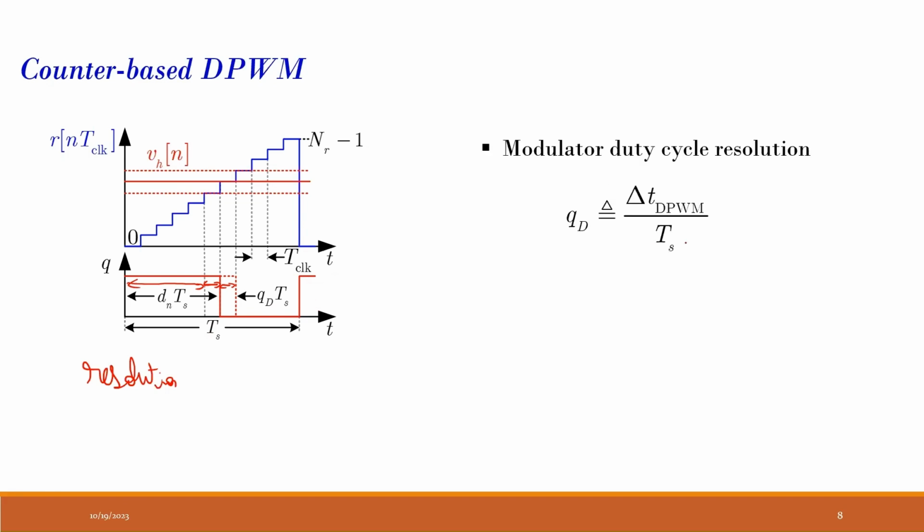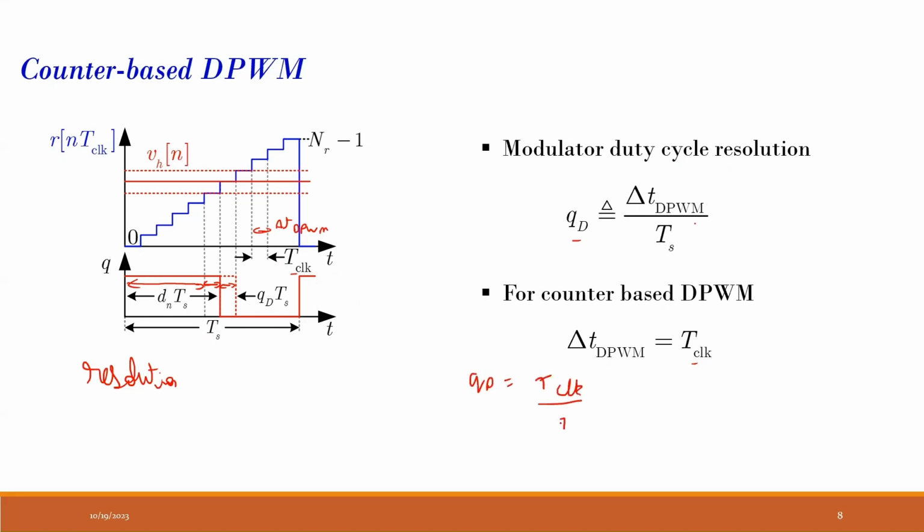That is known as your duty cycle resolution. This duty cycle resolution depends on delta T DPWM upon TS. In the case of counter-based DPWM, this delta T DPWM is just equal to your T clock. So your QD is just your T clock upon TS. That is your resolution, the resolution which you can obtain using that n-bit counter-based approach.